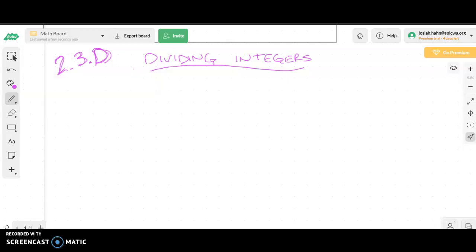Today we're going to be looking at 2.3.d, which is dividing integers. This is going to be very similar to what we talked about yesterday with multiplying integers. We'll follow almost the exact same rules. So the first note I'm going to ask you to write is this: with dividing integers, you can follow the negative and positive rules for multiplication.